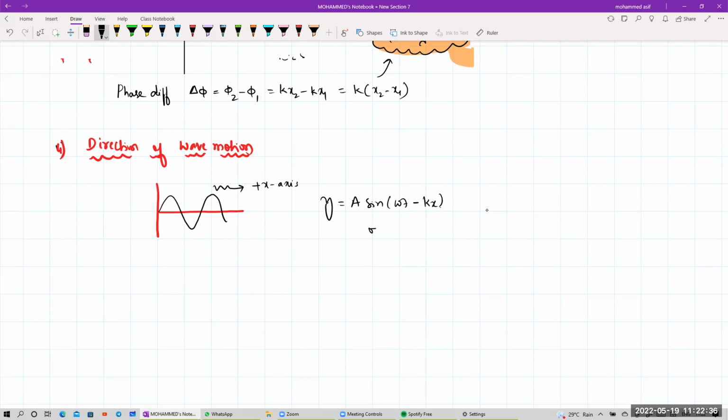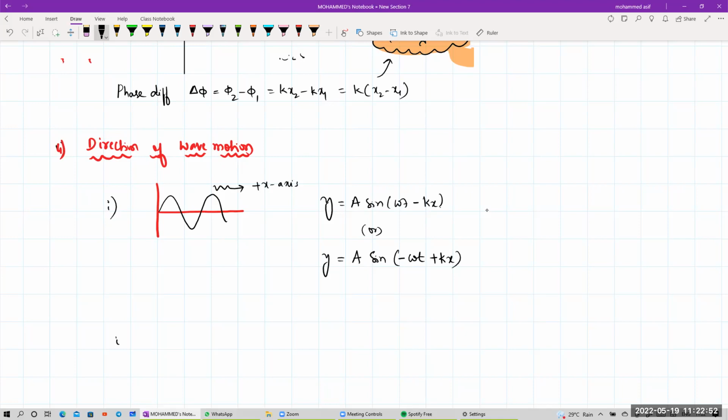Or else I can even write this one like this: y is equal to amplitude a into sine, I can write this one as minus of omega into t plus k into x. One and the same, isn't it?